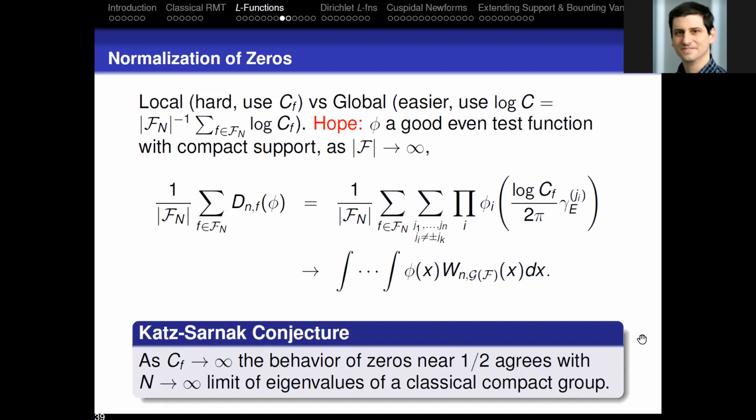Now, if you're lucky and you're looking at families of cuspidal new forms or Dirichlet L functions, all the conductors are the same for a given level, and so this problem doesn't appear. And so again, explicitly, the idea is the N-level density should converge to integrating a test function against some density function W that depends only on the symmetry group. Next.